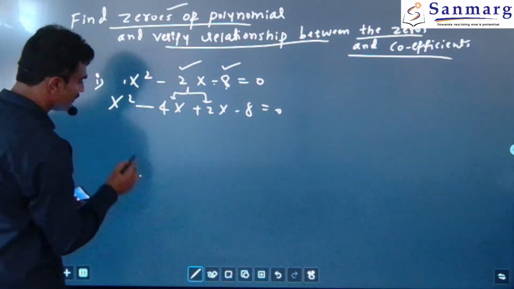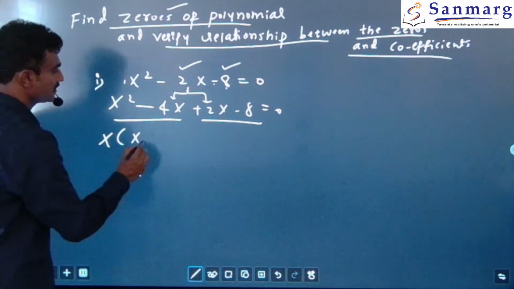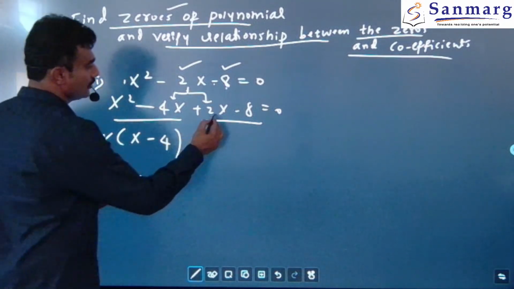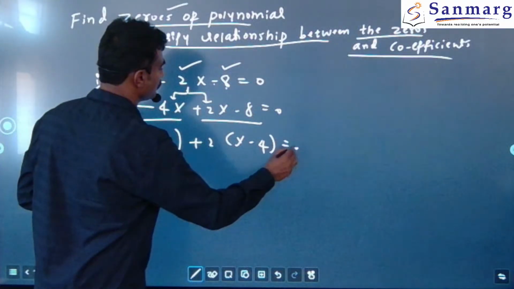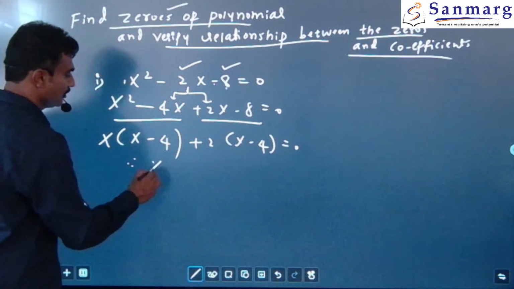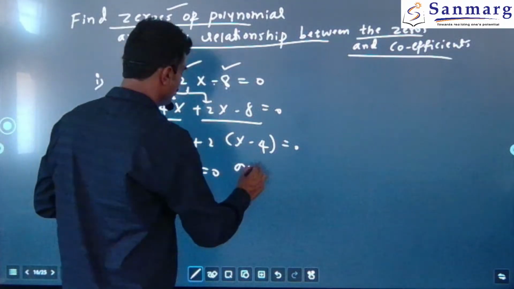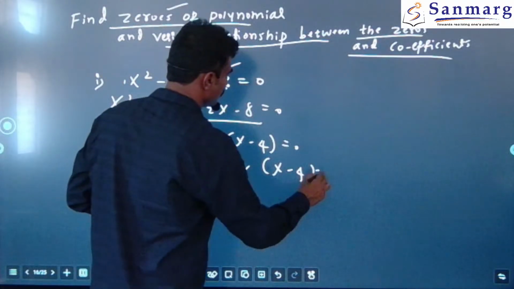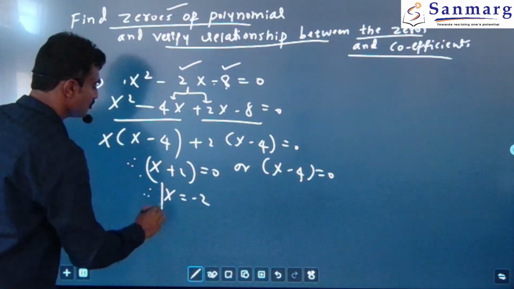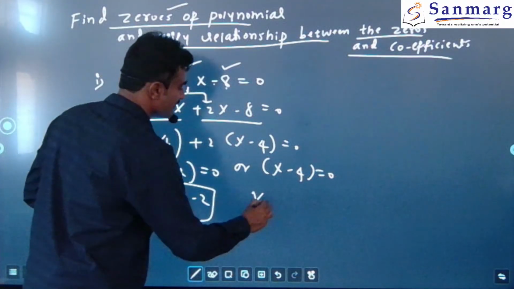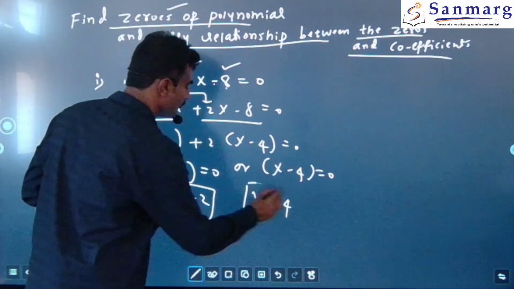After splitting the middle term, take out the common factors. x square minus 4x, the common is x, therefore we can write x into x minus 4. Plus 2x minus 8, we can take 2 as common, giving x minus 4. Therefore, x plus 2 equal to 0, or x minus 4 is equal to 0. Therefore, we get x is equal to minus 2 as one zero, and x is equal to 4.